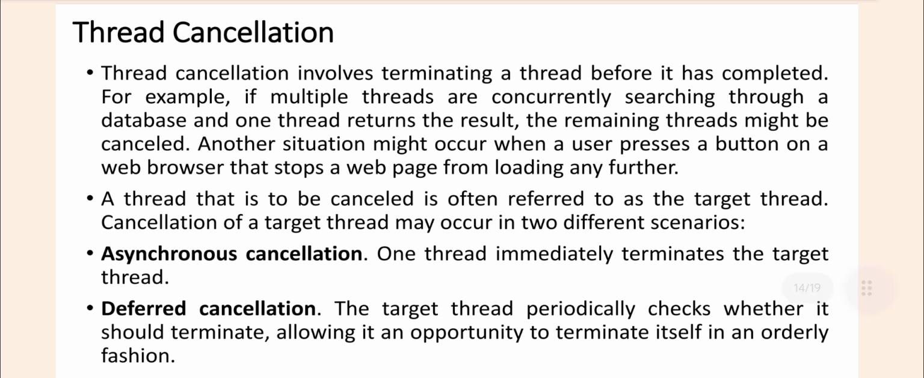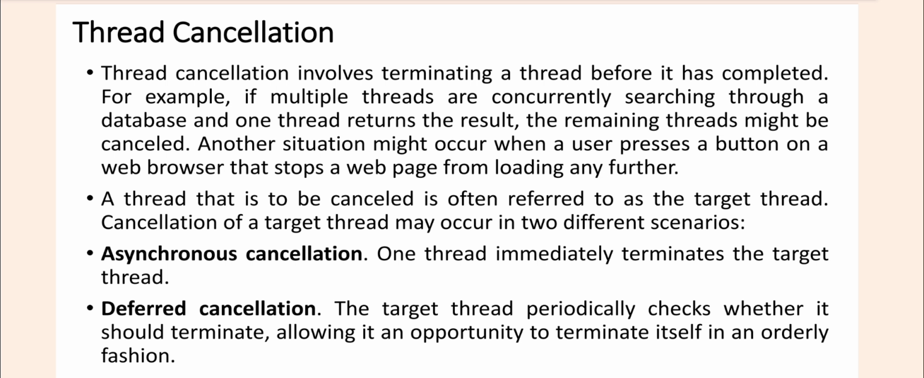Thread cancellation. What do you mean by thread cancellation? Thread cancellation is useful in situations where a thread is no longer needed or must be aborted due to some condition like an error or timeout. There are two different types of thread cancellation: asynchronous cancellation and deferred cancellation.